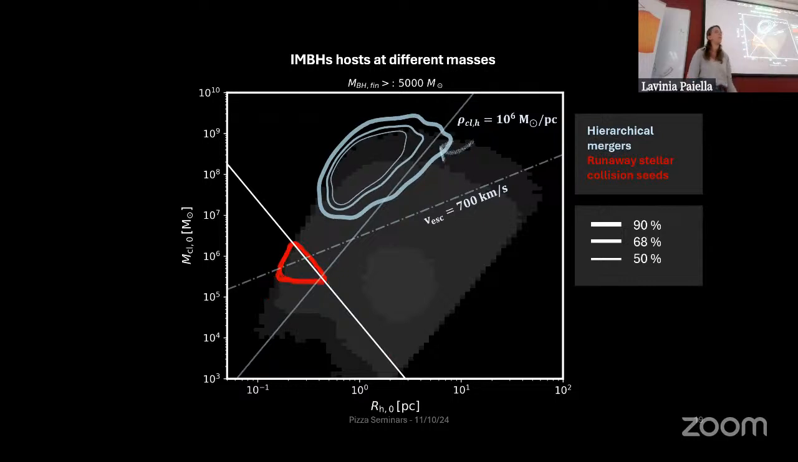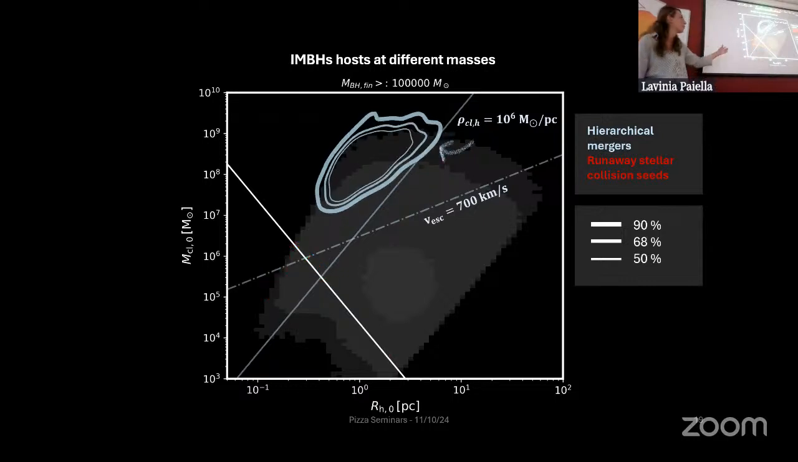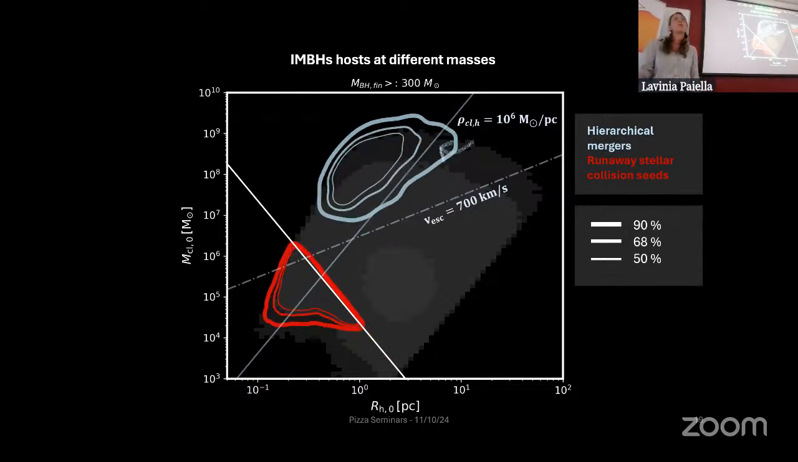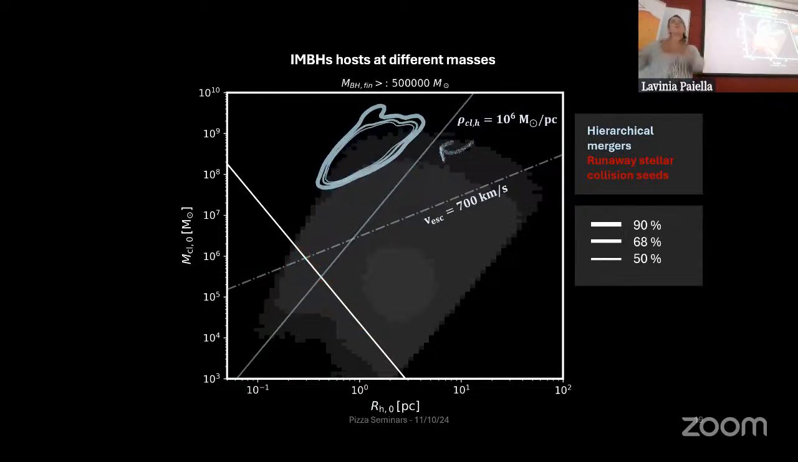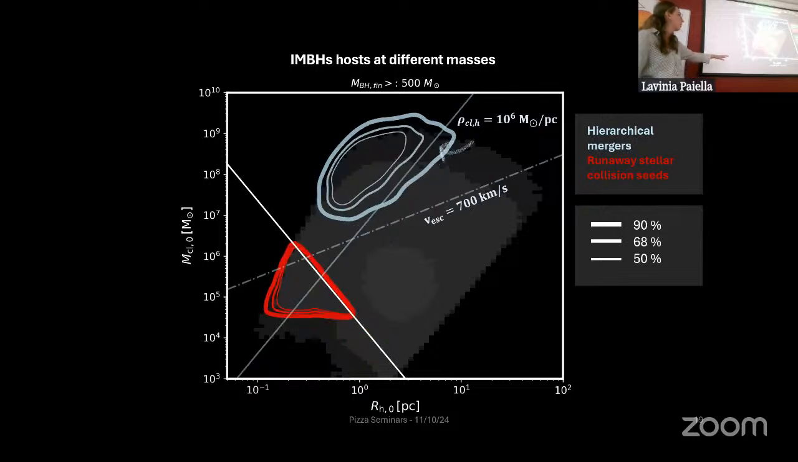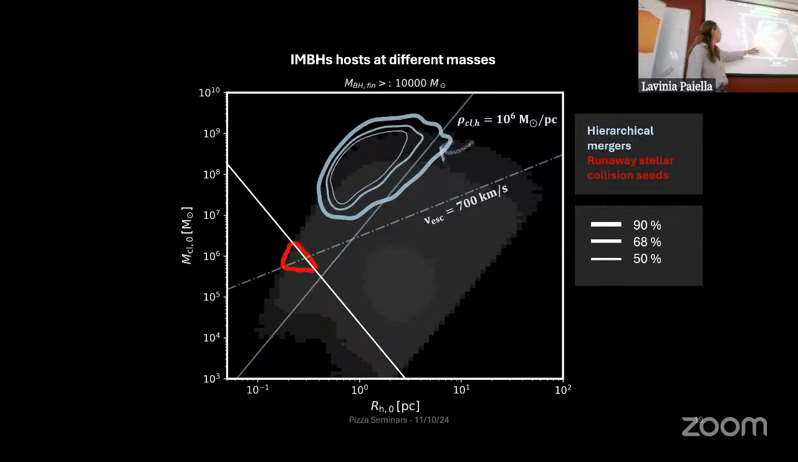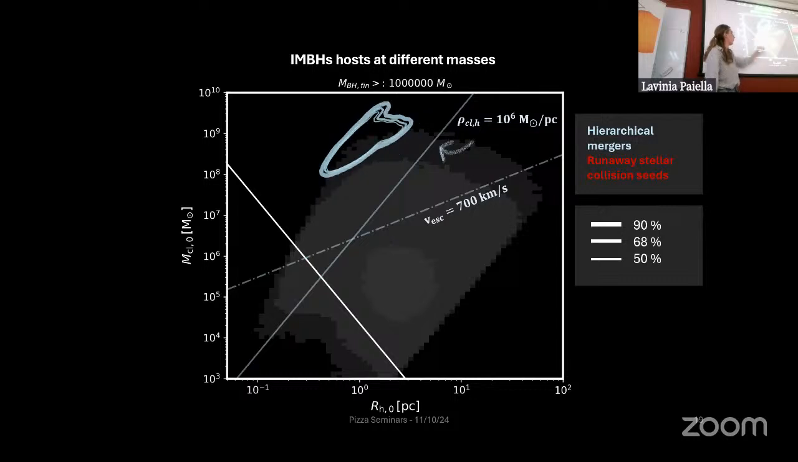And this is reasonable because the mass of the black hole is proportional to the mass of the cluster, because the mass of the black hole comes from the mass of the very massive star, which is proportional to the mass of the cluster. So if you want to see heavier objects, you have to look at heavier clusters.